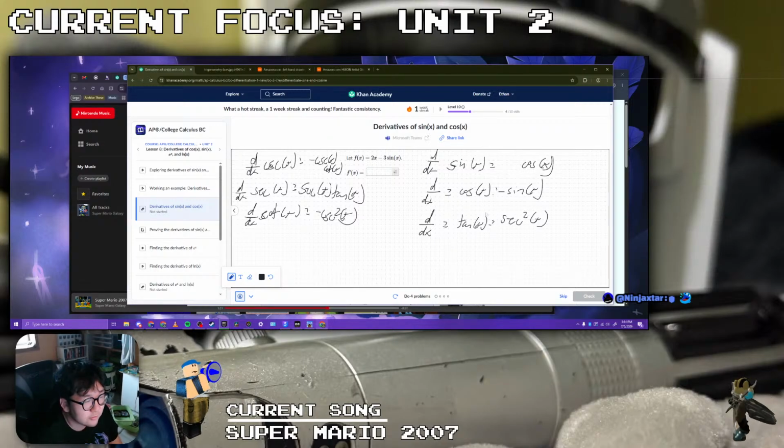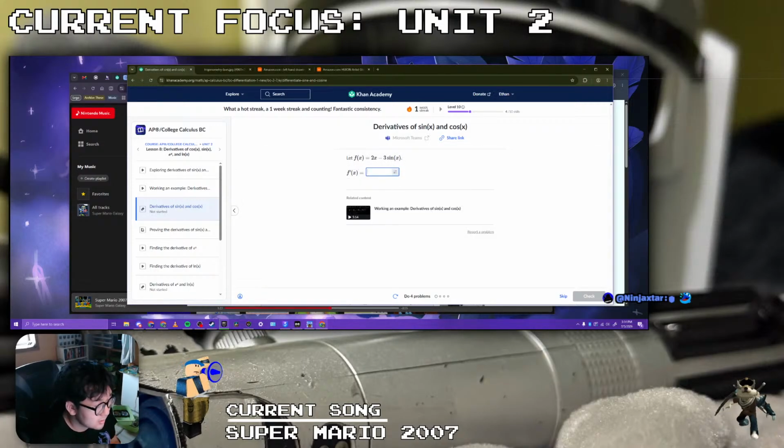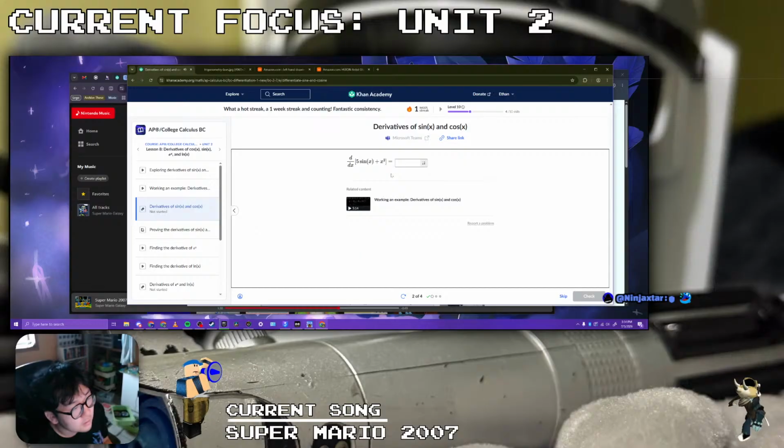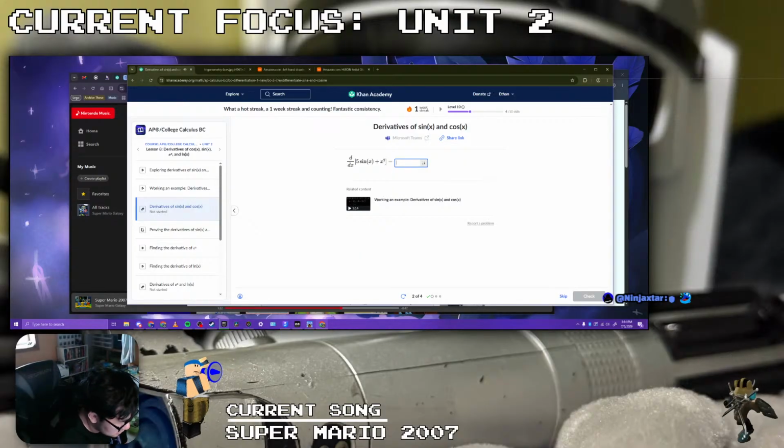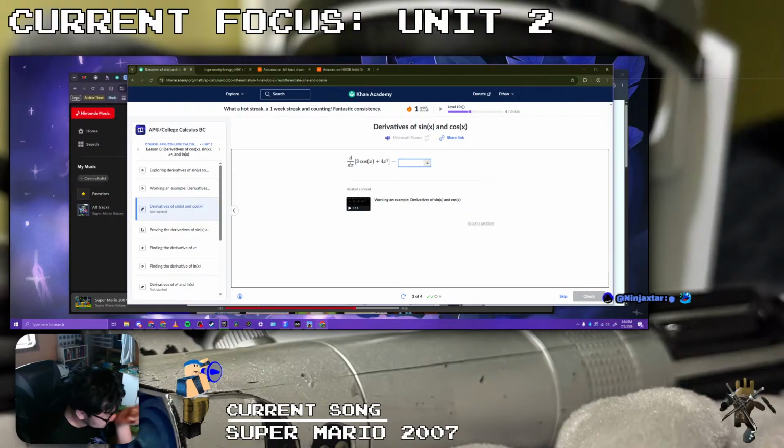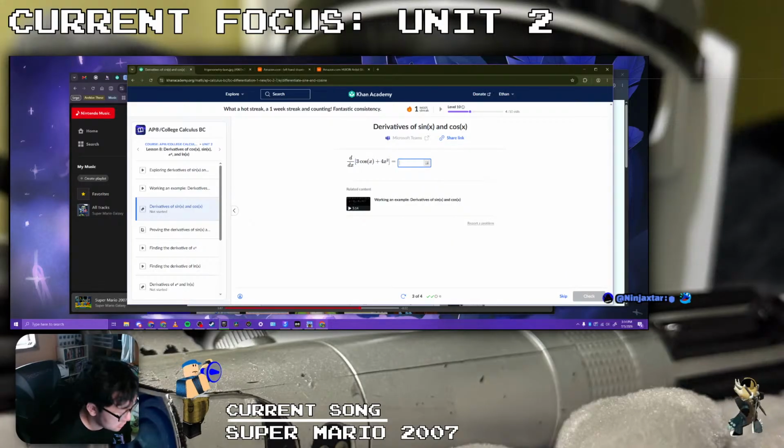It's a four-part cycle. So in this case, it's going to be 2 minus 3 cosine x. This one's going to be negative 5 cosine x plus 2x. Negative 3 sine x plus 8x.